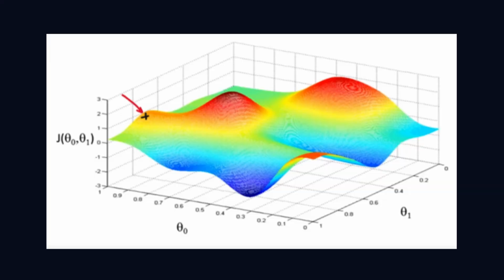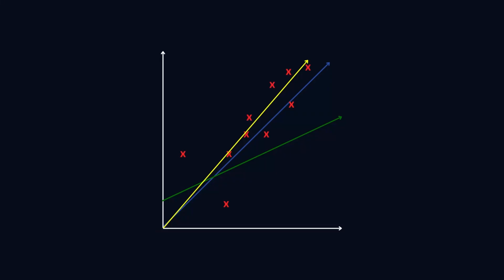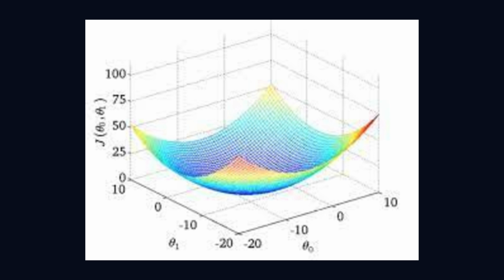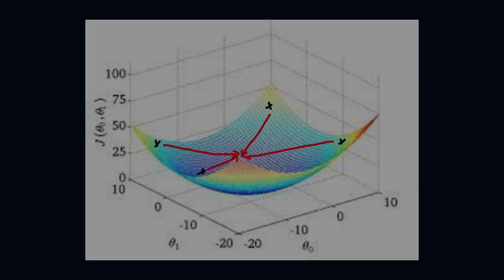For example, starting from this position, we might end up at a point which is obviously not the very bottom of the pits in our graph. The good news is that in our case, with linear regression, there is only one lowest point, a global minimum on this landscape, which means that gradient descent will get you to the lowest point. It doesn't matter what your starting point is.